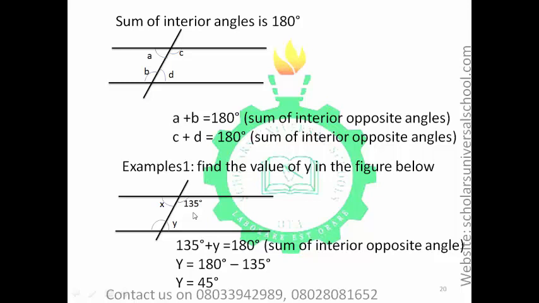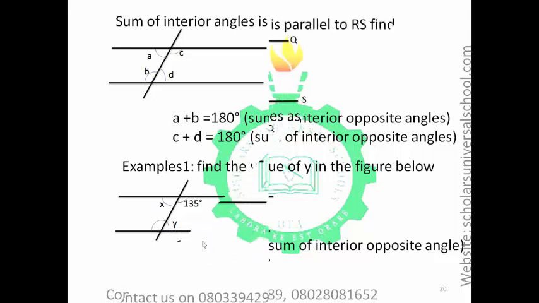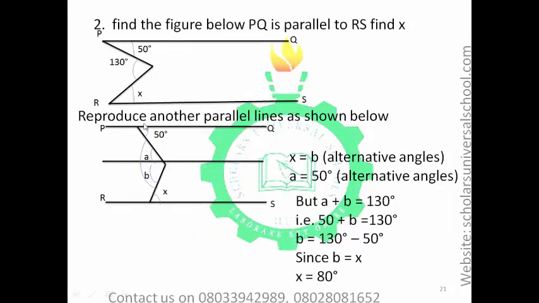And in another way, you can choose to relate 135 degrees with this unknown side. This 135 degrees is an alternate angle to this. And by the time you add this and y together, you have 180. You can also solve y in that manner.